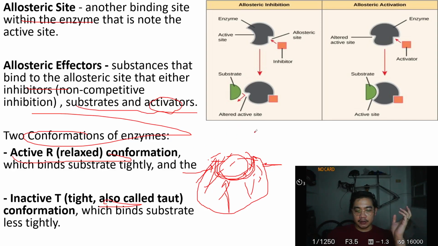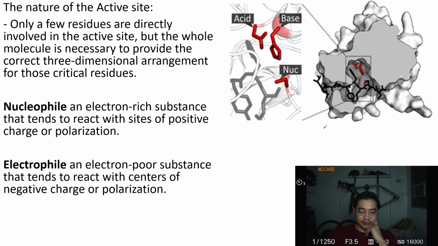The relaxed conformation binds tightly, and the inactive, also known as taut, binds the substrate less tightly.